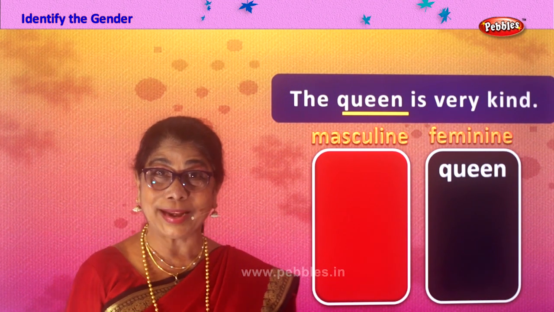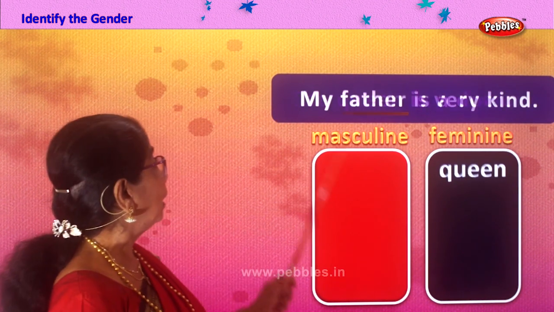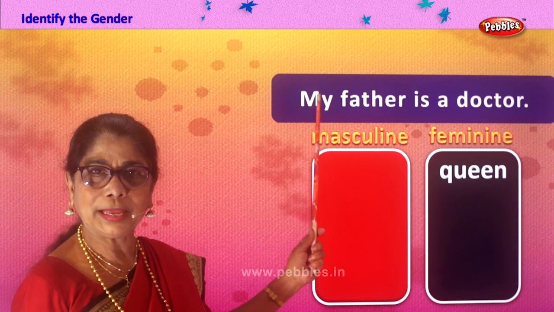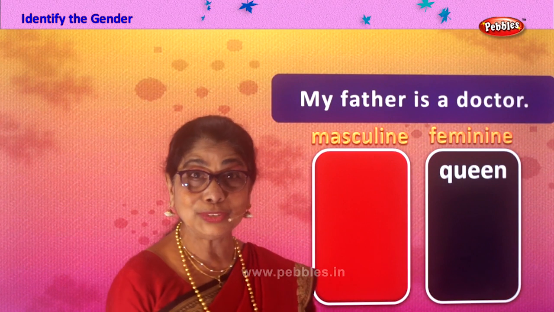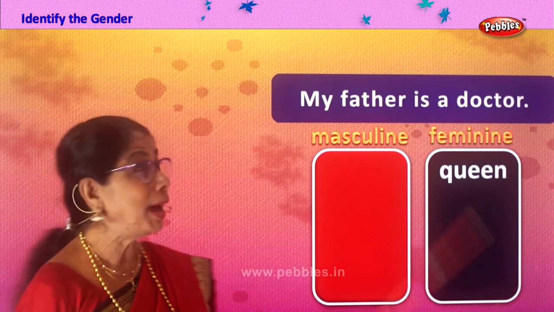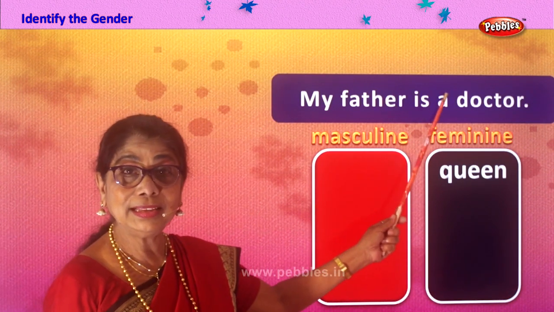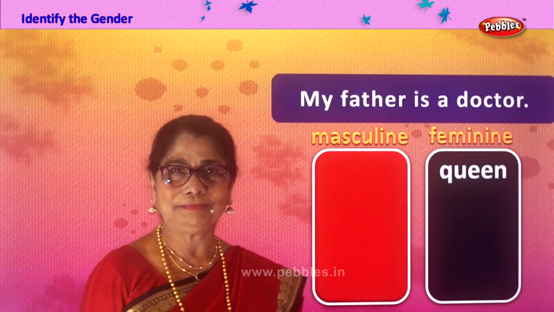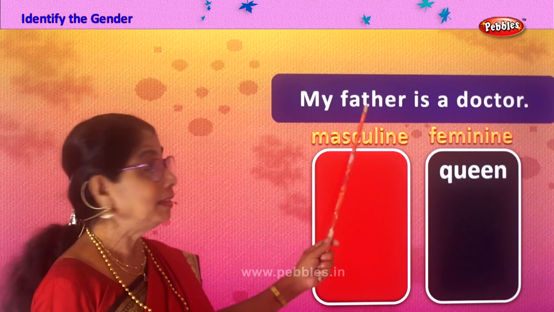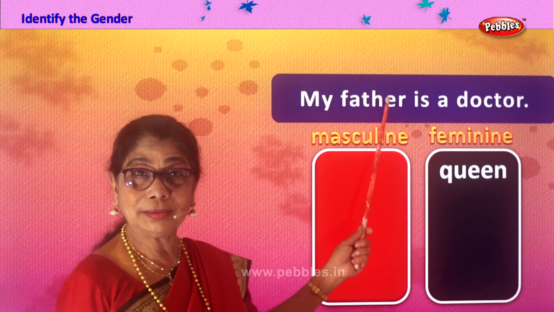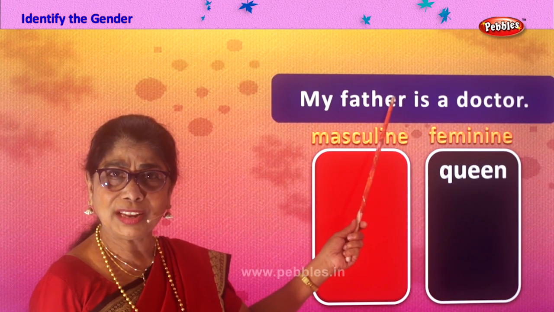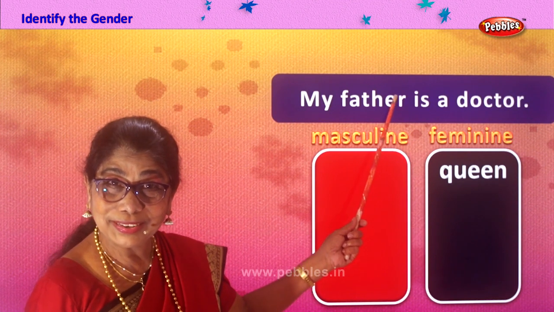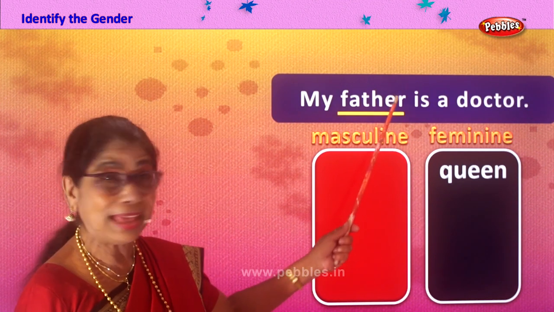Let's look at our next one. Look here. Read this for me. Remember, the sentence begins with a capital letter, ends with the full stop. My father is a doctor. Read. My father is a doctor. Your father is feminine or masculine gender? Good, masculine. Father is a man.